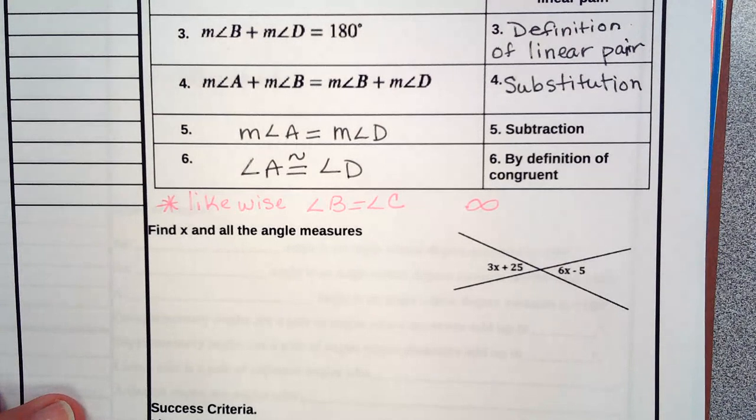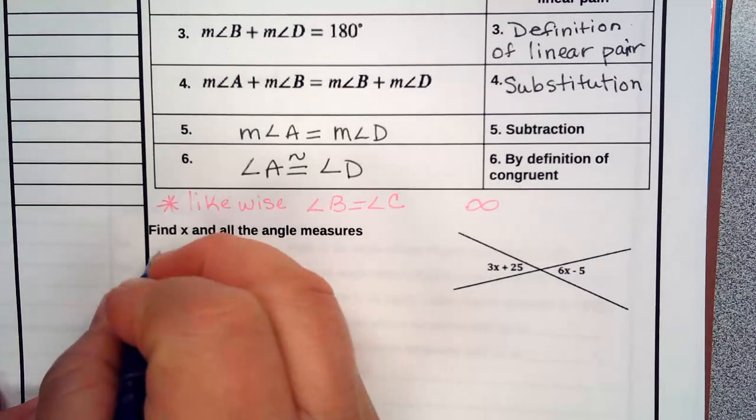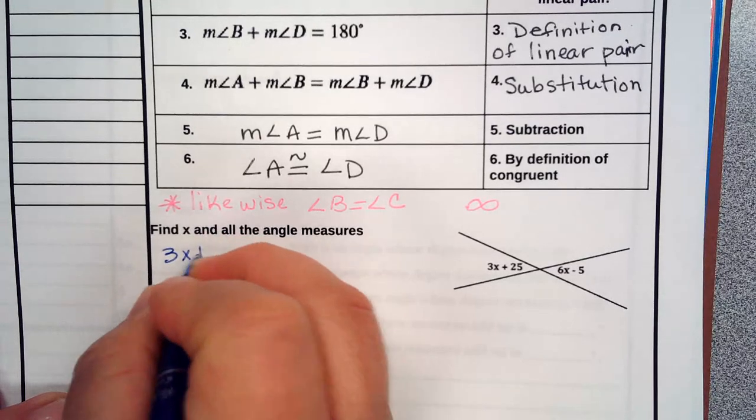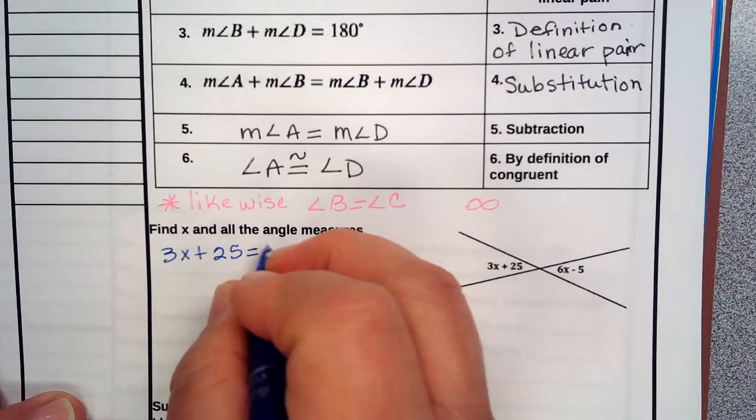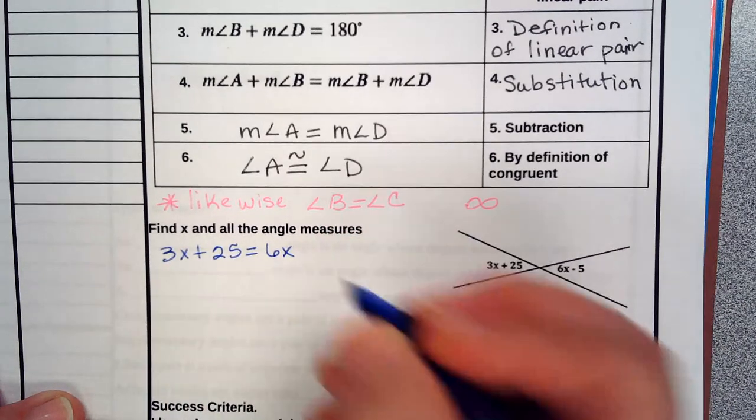Okay, find x and find all the angle measures. So as I'm looking at this, I notice that I have vertical angles. I know that vertical angles are congruent. If they're congruent, then those two expressions are equal to each other. So 3x plus 25 is equal to 6x minus 5.